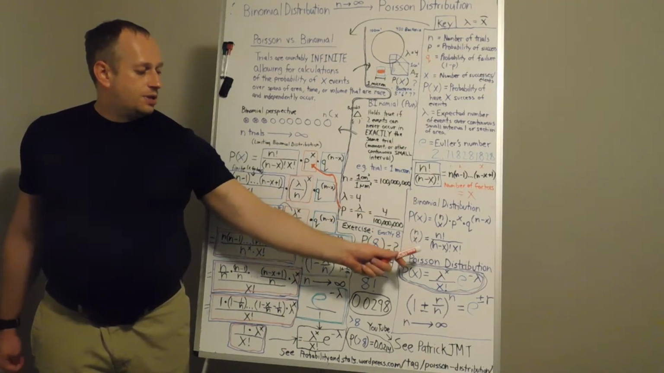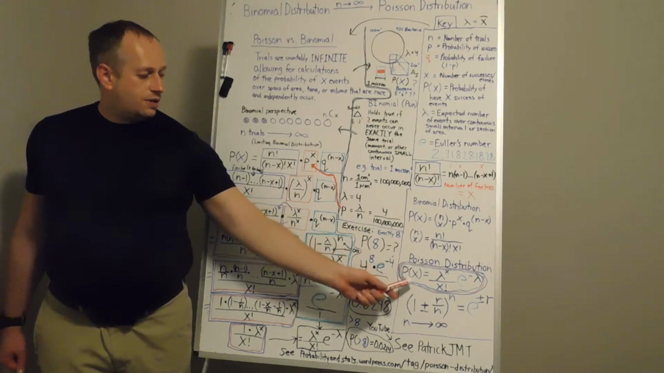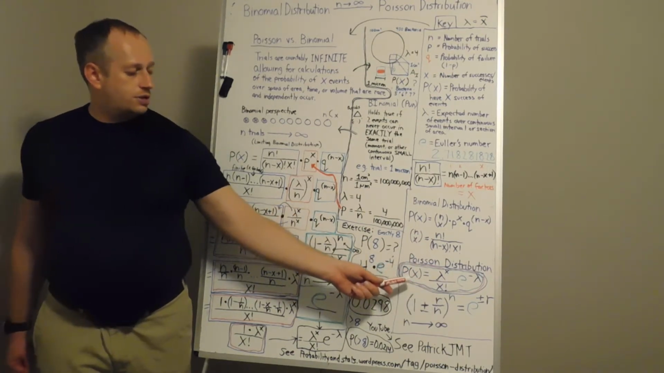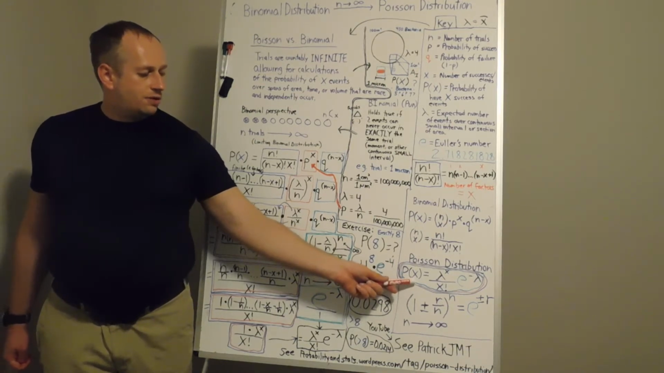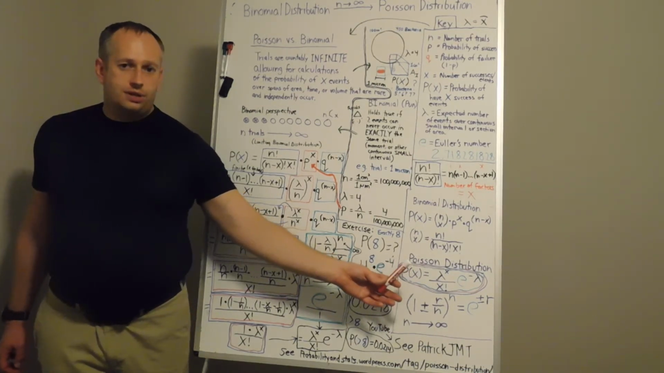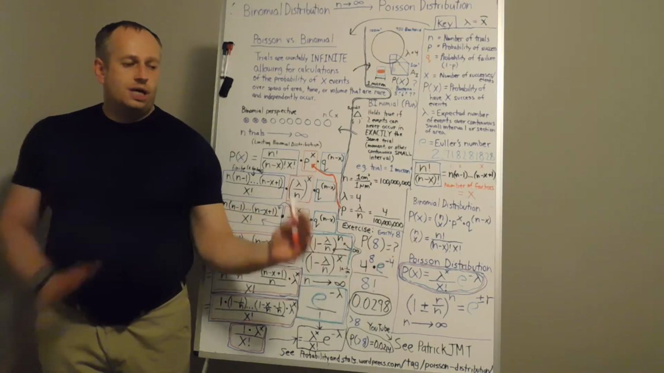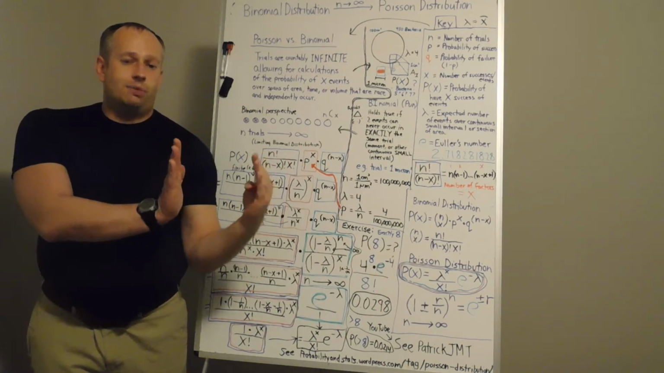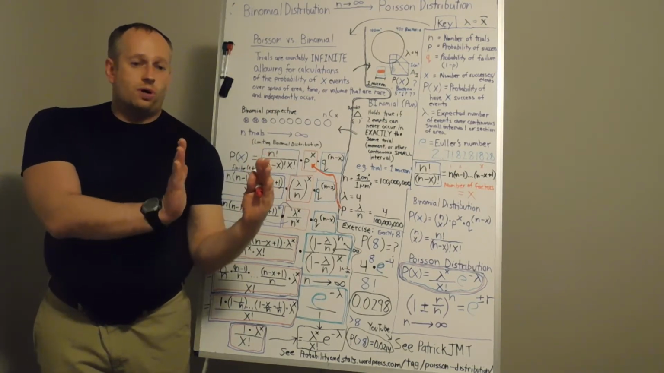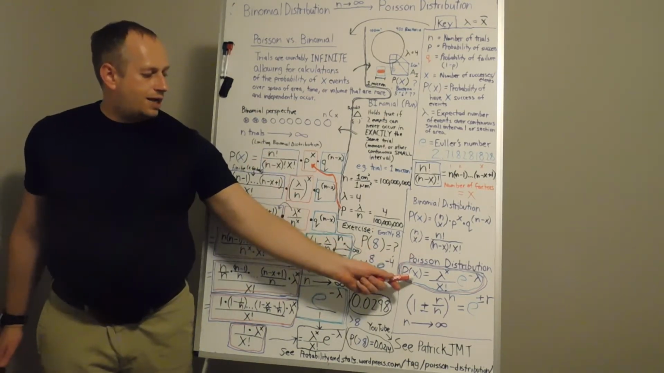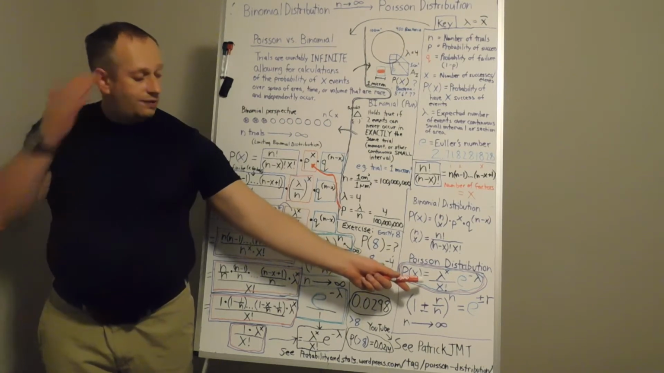This is the formula for the Poisson distribution. So the probability of having a certain number of events in a certain space, like a certain interval, if you're thinking about time in one dimension, what's the probability of having 3 events or 4 events? That's what x is there, the number of events.